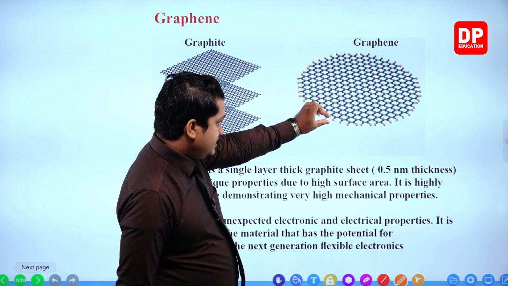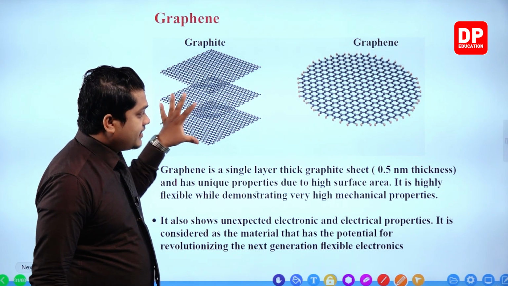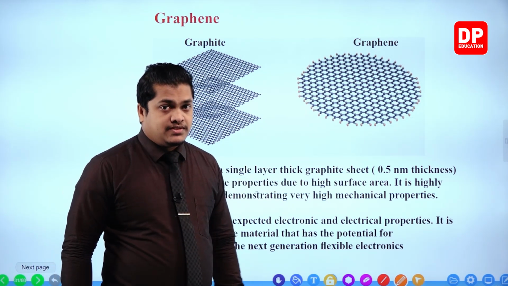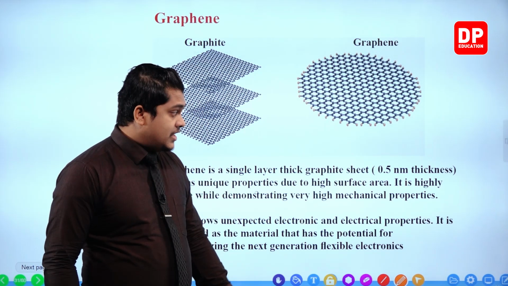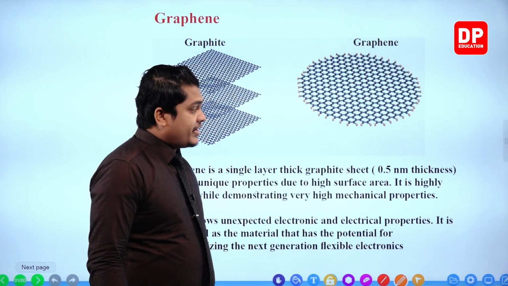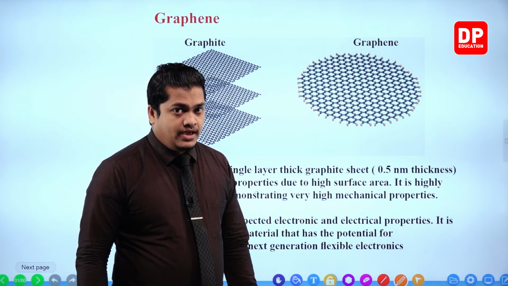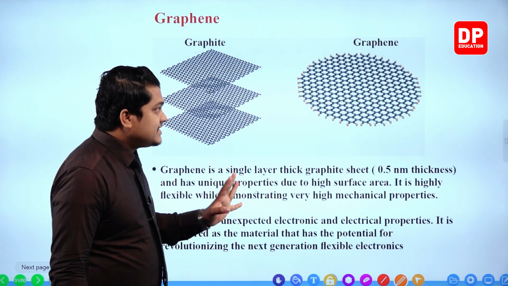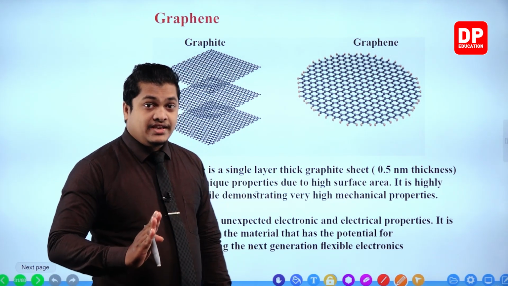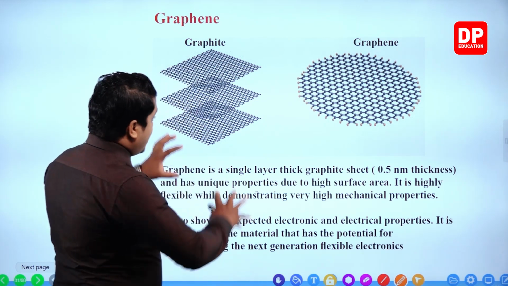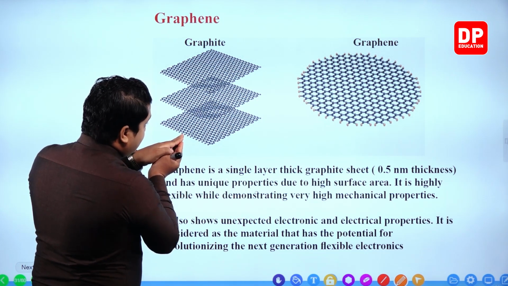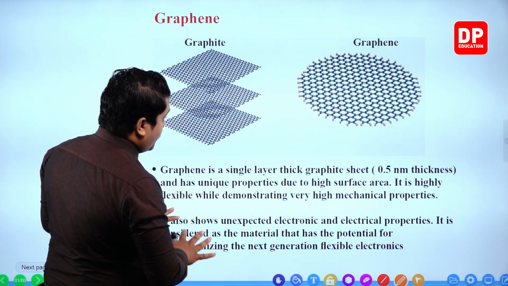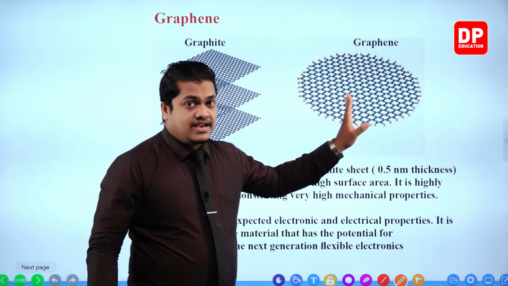Graphite is heavily thick. That's why we can observe graphite with our naked eye. But graphene cannot be observed with the naked eye. One graphene layer cannot be observed because the thickness is around 0.5 nanometers. Then it has unique properties due to high surface area. Now my dear children, if they are arranged like this into layers, the surface area is reduced. But if you can arrange it to have this kind of structure, it has a wider surface area.